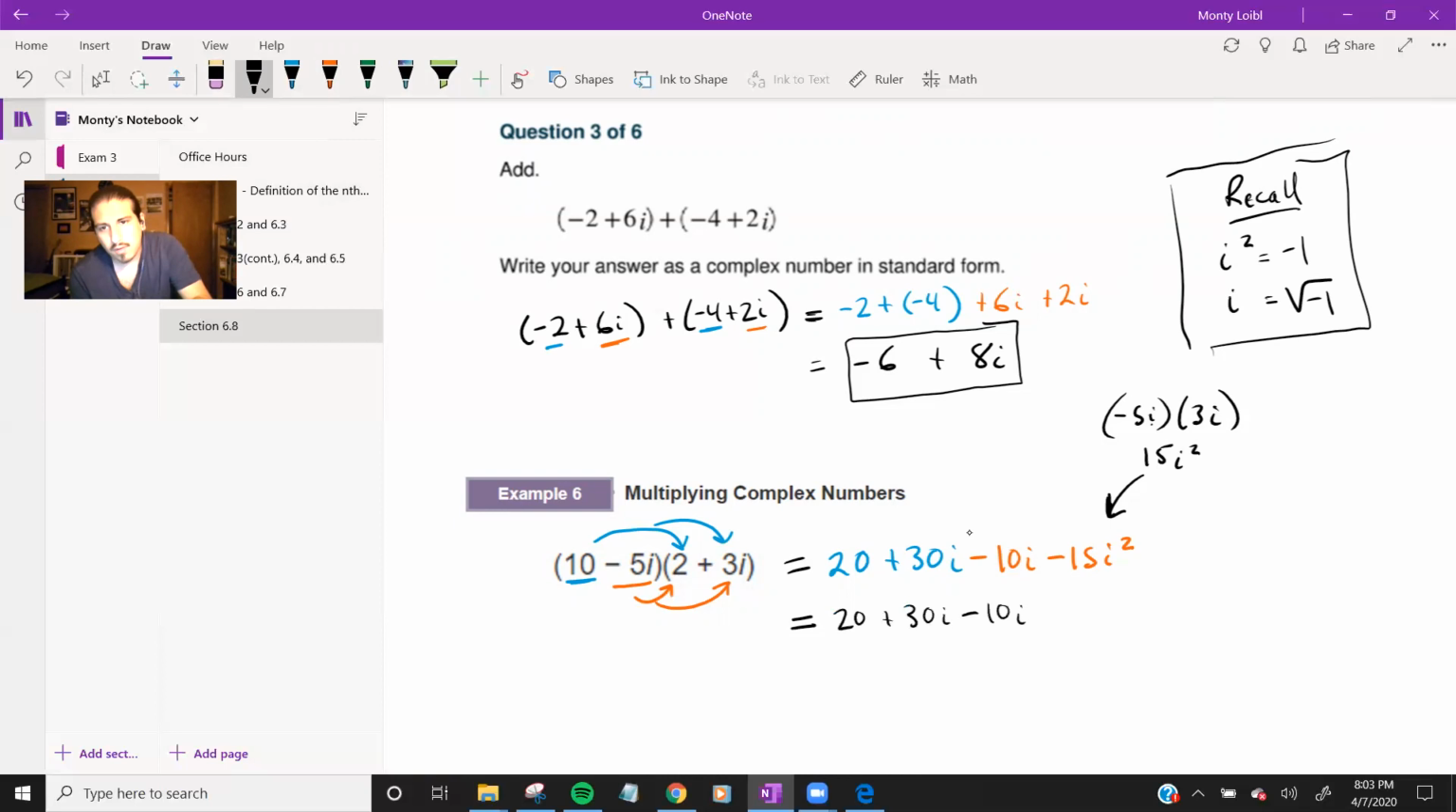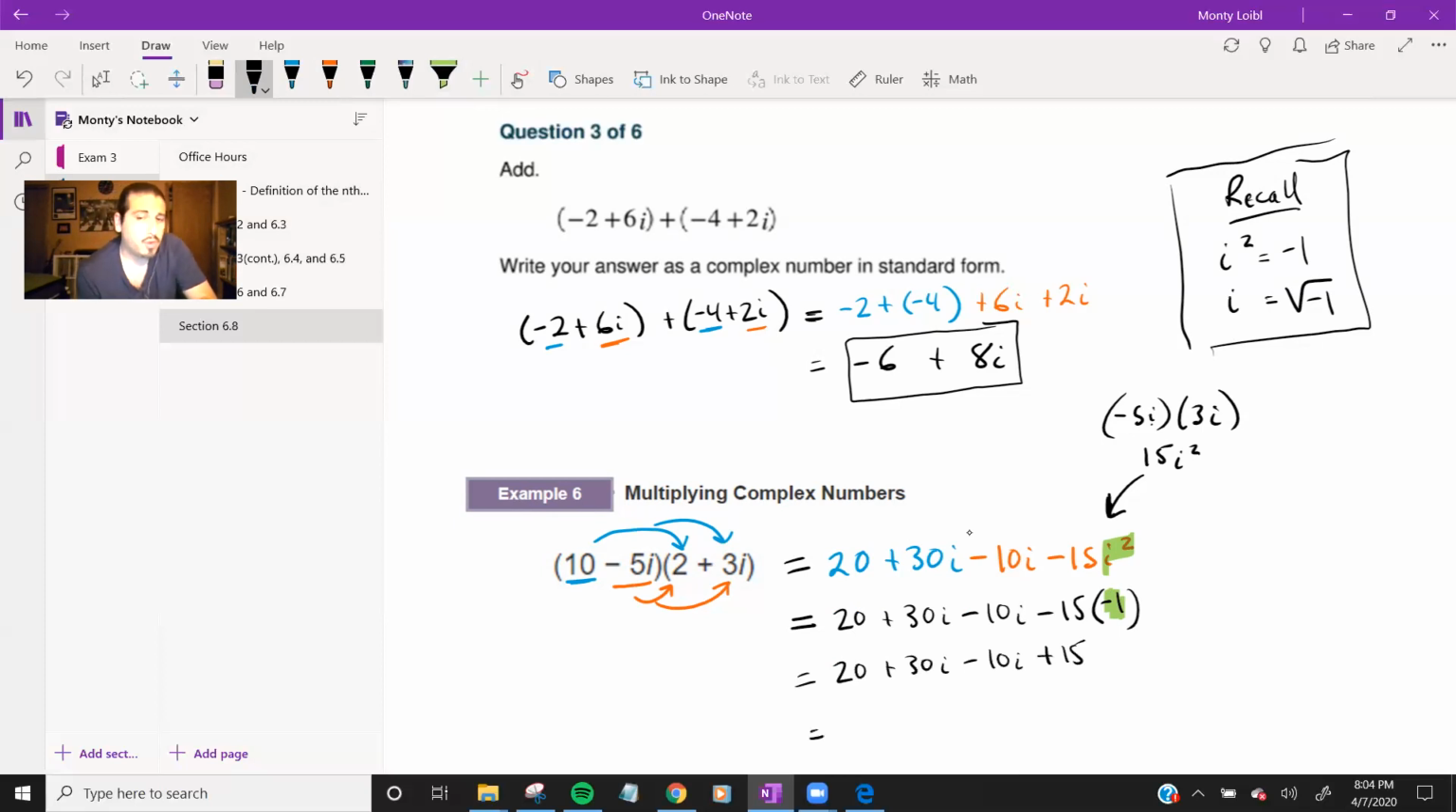this part out here. So negative 15 times negative 1, right? So the negative 1 came from this i squared, right? So negative 15 times negative 1 is a positive 15. So I'm going to go ahead and just rewrite all this out again. Positive 15. So we have 15 and 20.